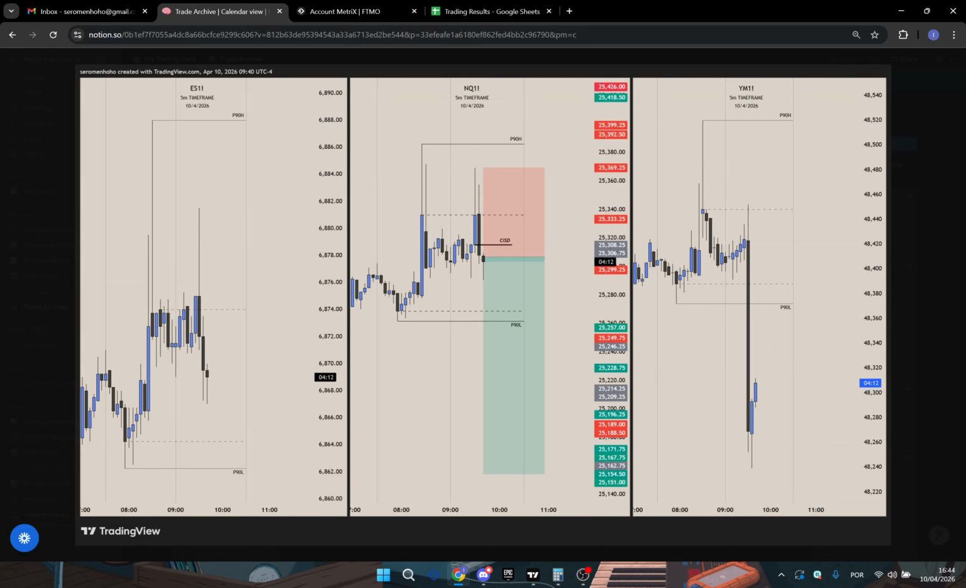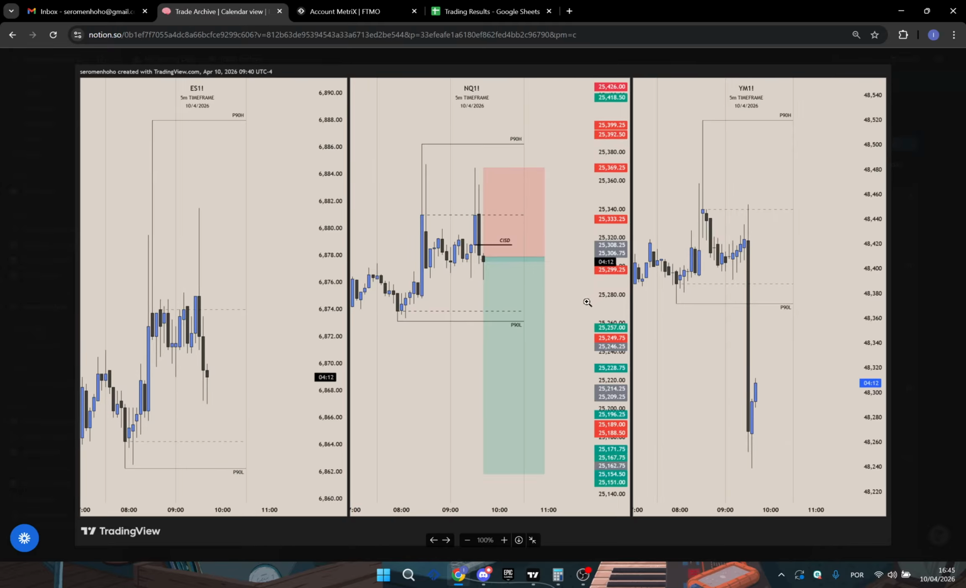And yeah, so here, although this is not a very usual SMT, we do have what's called a hidden SMT right here. As you can see, this dotted line here on ES, that is the previous 90-minute candle body high. So what happened here is that ES closed above it, and NQ and YM failed to.